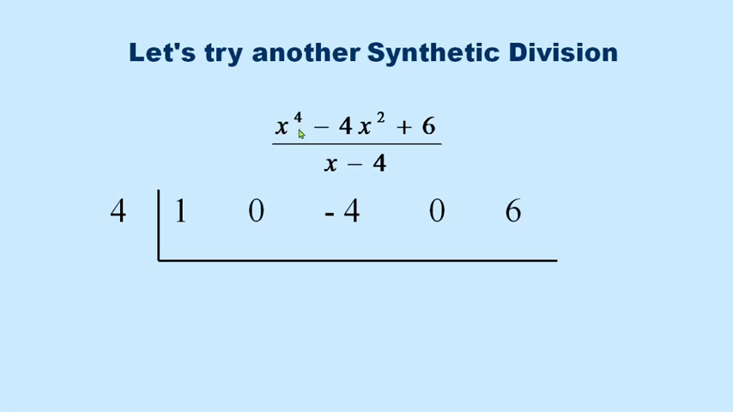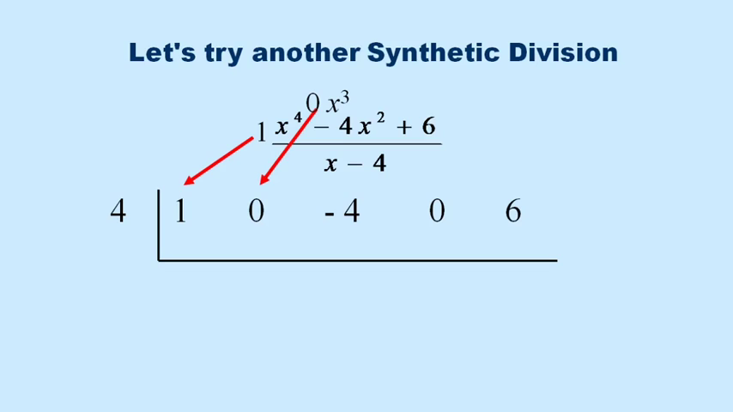For example, this first term has power 4. After this power 4, there must be cube, but the next term has power 2. So cube is missing. For example, this x raised to 4 has coefficient 1. So we will take 1 here. Since cube is missing, we can consider 0x cube. So this term has coefficient 0. So we will take 0 here.